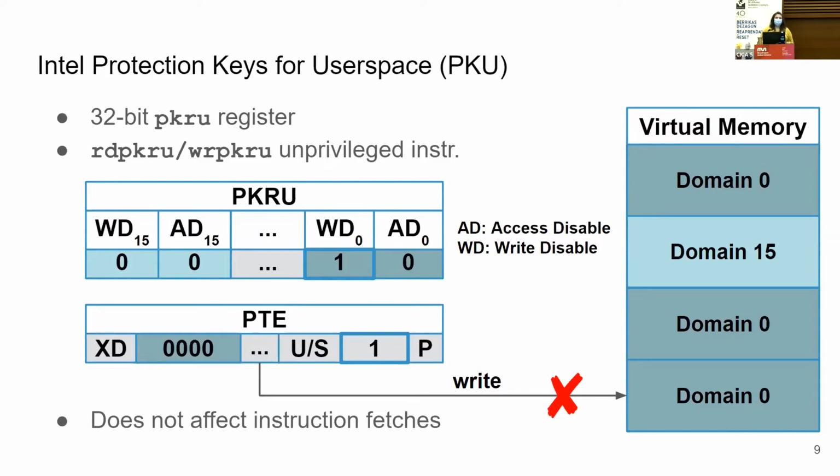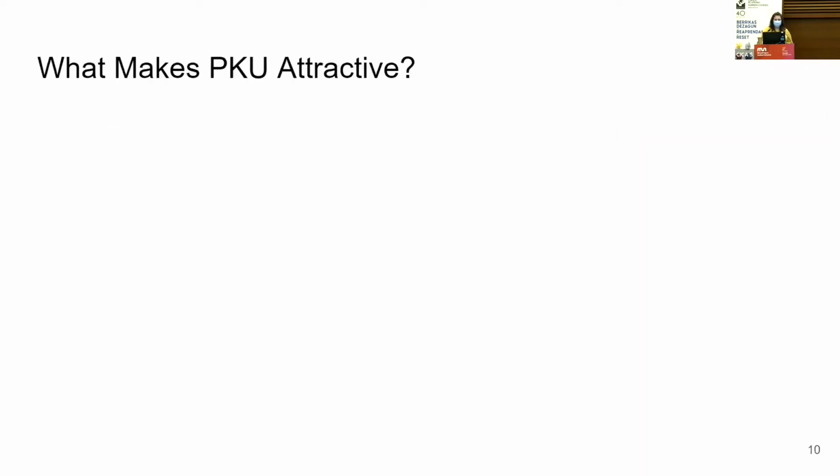allowed, the WD bit is set in the PKRU register, so the access would be prevented. Now, we should note that PKU does not apply to instruction fetches. The processor ignores the bits for instructions.